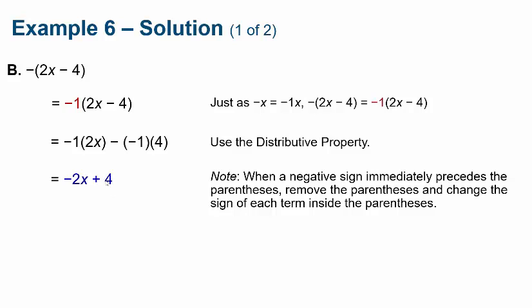Just to note, an easier way to do this problem is if you have a negative in front of a parentheses, it changes all the signs. So watch, notice how I had 2x in here. Down here it became minus 2x. I had minus 4, and down here it became plus 4. And that's it.